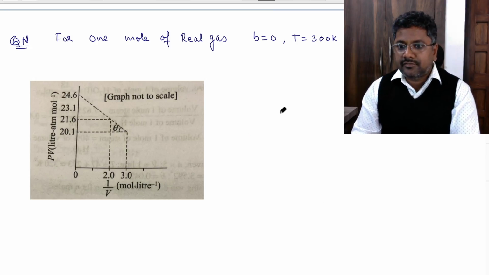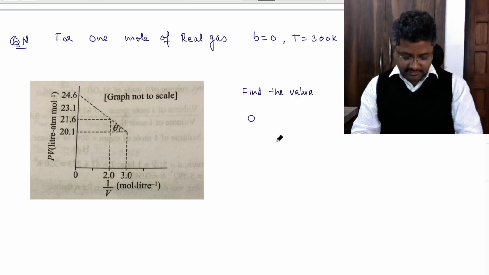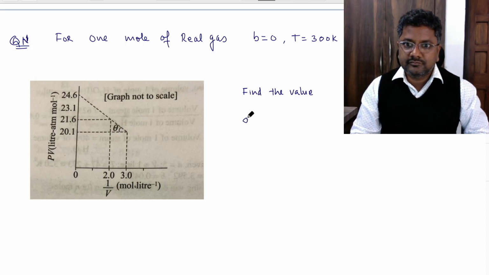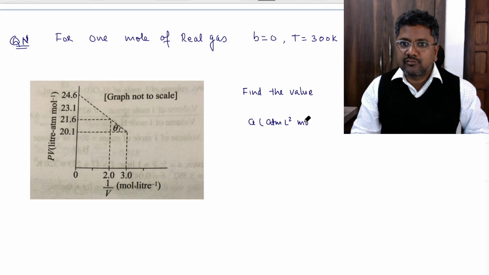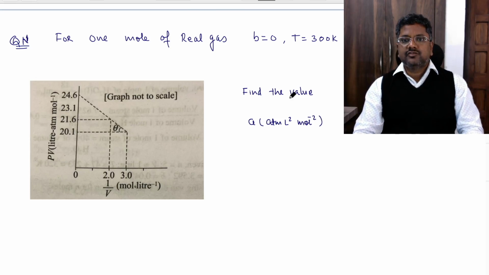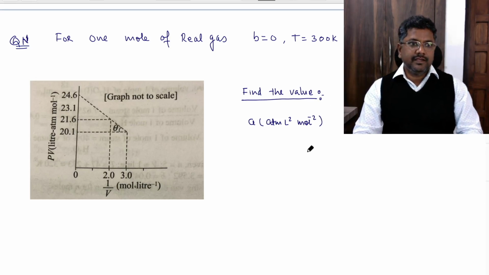Find the value of A, the van der Waals constant A. What is the unit of this? Atm liter square per mole square. So find the value of A.